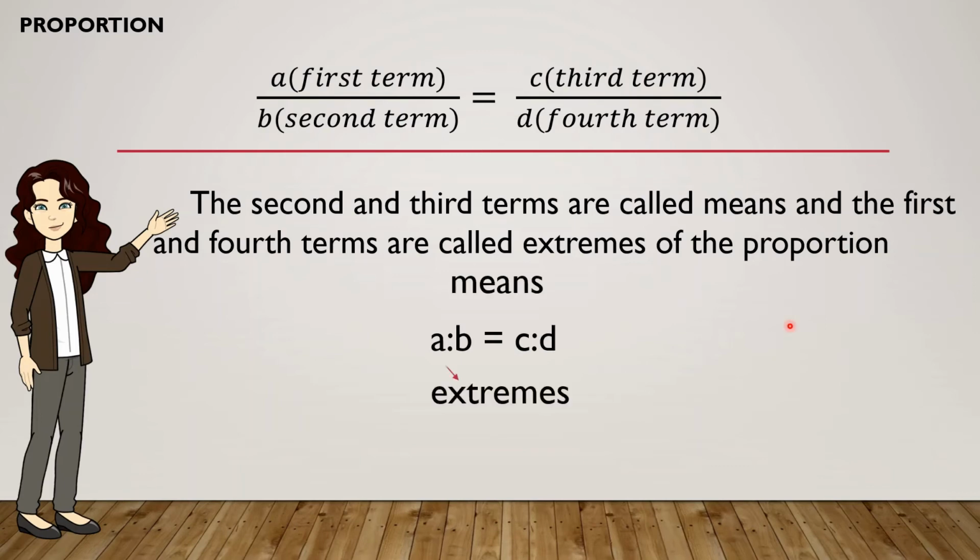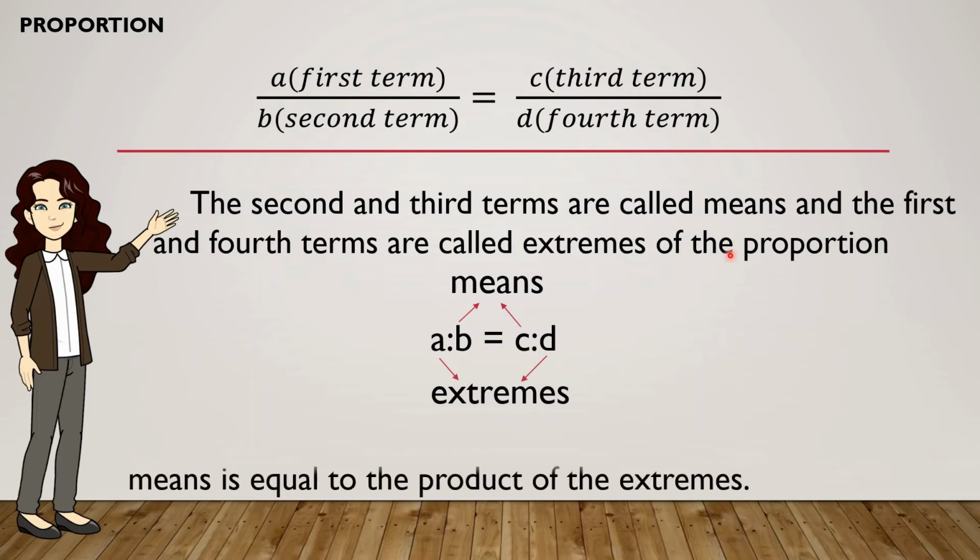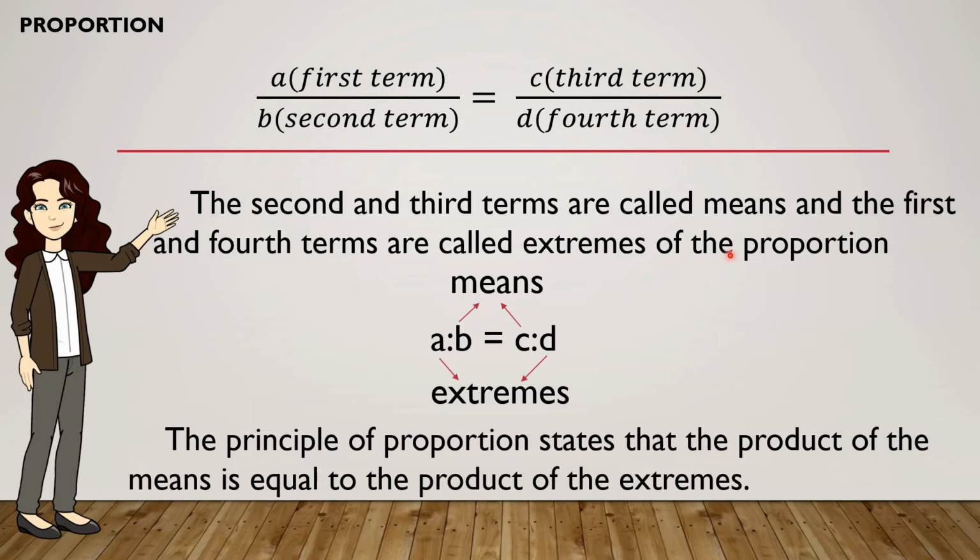Okay, look at this. A and D, the ones at both ends, are called the extremes. And B and C, in the middle, we call the means. The principle of proportion states that the product of the means is equal to the product of the extremes. That is the principle of proportion. When we get the product of the means and the extremes, they should be equal to become a proportion.